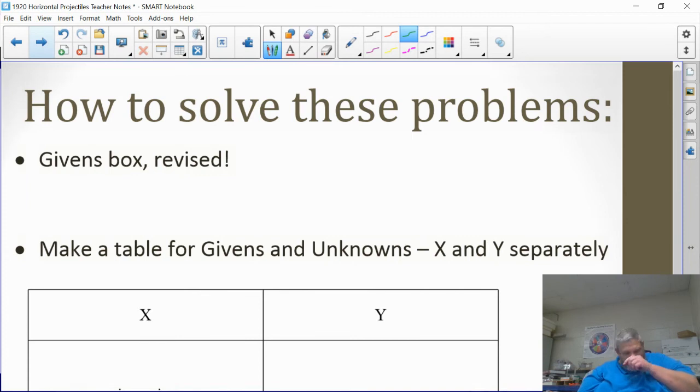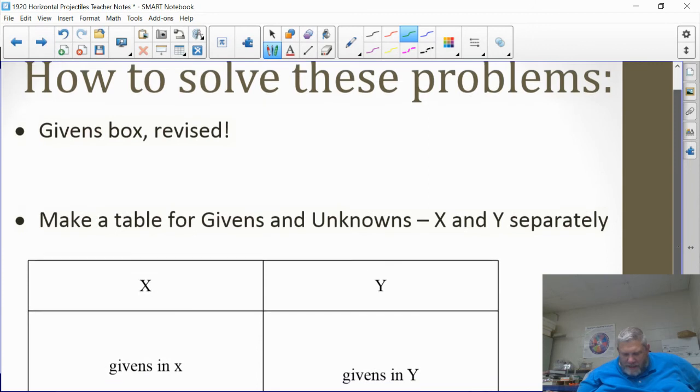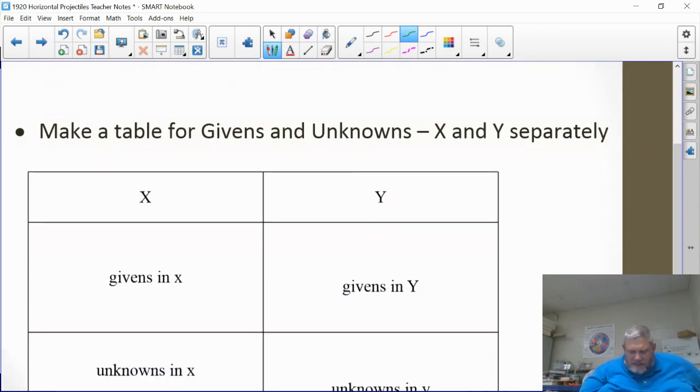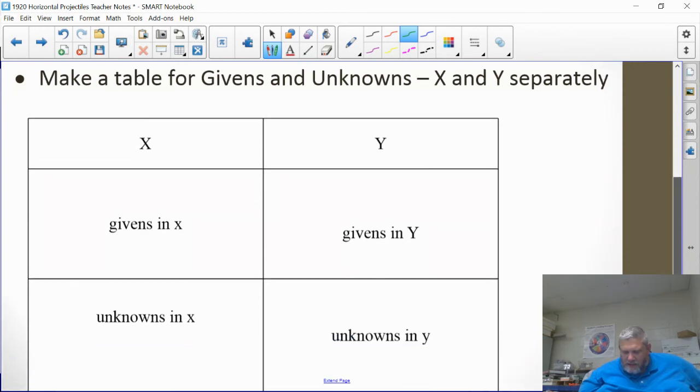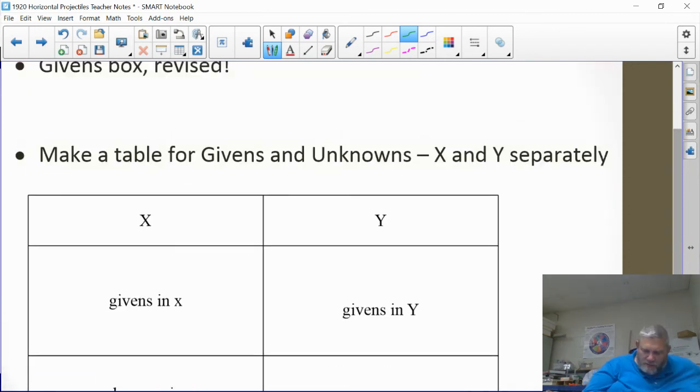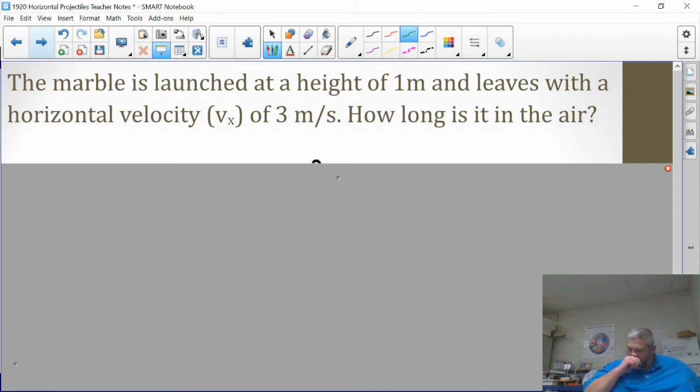All right, so how do we solve these problems? We're going to make ourselves a givens box, but this time we have to break it up into x and y. So we're going to write our givens in x and our unknowns in x, our givens in y, our unknowns in y, and then we're going to solve. But we keep the x and the y separate from one another.